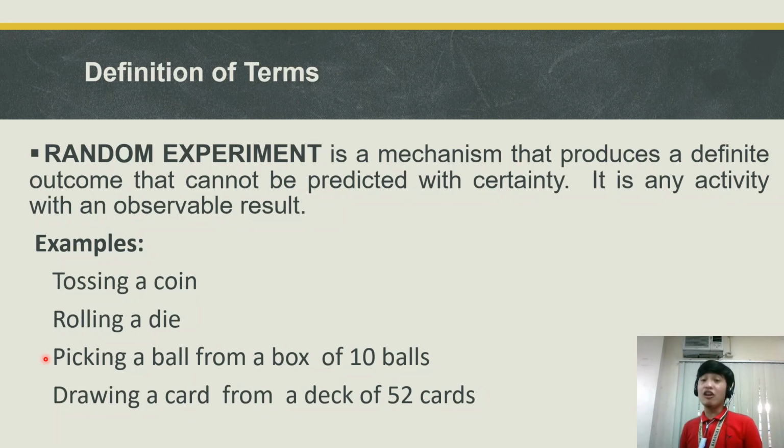Nakuha mo ay king of spades. King of spades. Ang gusto mo, queen of hearts. So, pwede mo ibalik yung card. Pwede mo ulit-ulitin until such time you got your desired outcome. So, these are the examples of experiments.